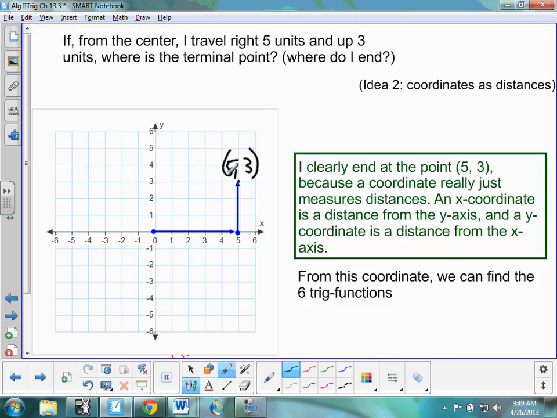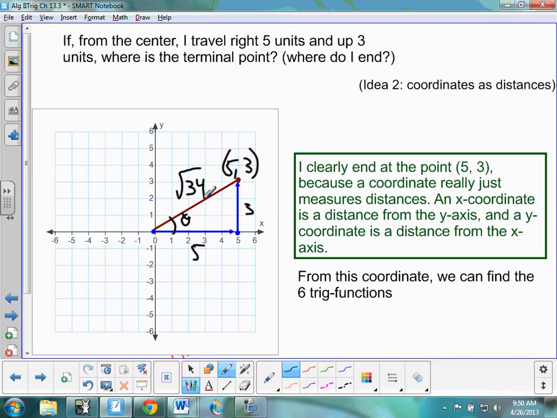From here, I could find all my 6 trig functions of this angle. If I call this my theta, I know that this is 5, and this is 3. This would be 25 plus 9 is 34, so the hypotenuse is the square root of 34 by the Pythagorean theorem. And then I could do sine, cosine, tangent, secant, cosecant, cotangent from there. Is there a question about that at all? That should be pretty straightforward.